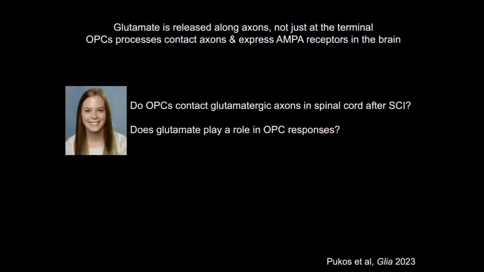So Nikki then wanted to see if this happens in our traumatically injured tissue. It hadn't been examined before. And so what she wanted to find out is, do the OPCs in the spinal cord contact glutamatergic axons like it was shown in the brain? Do they do this normally or after injury? And if so, does glutamate play a role in some of these OPC responses?